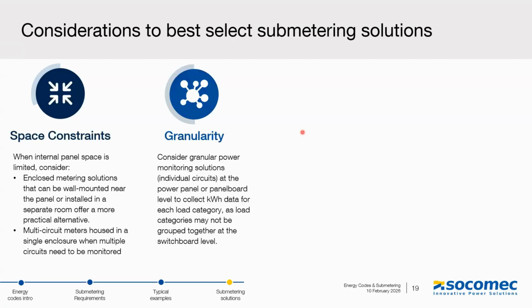The second one is granularity. Providing granular power monitoring solutions, monitoring individual circuits at the panel board level, at the power panel level, allows us to collect individual kilowatt hour for each load category. Like I said, each load category is not always grouped together at the switchboard level or even at the power panel level. So sometimes you really have to go to the panel board level and provide individual circuit metering. So you have to find solutions that do provide that level of resolution and granularity.